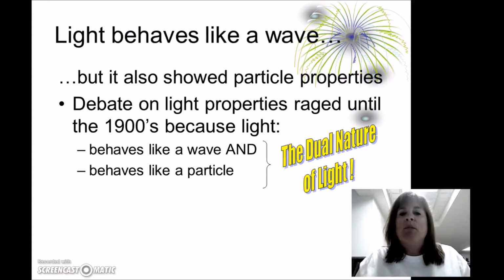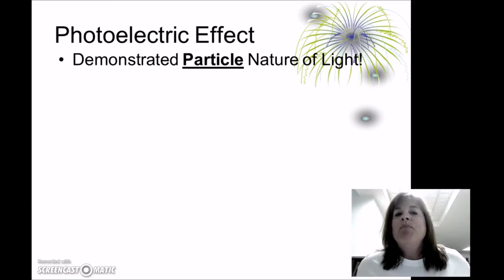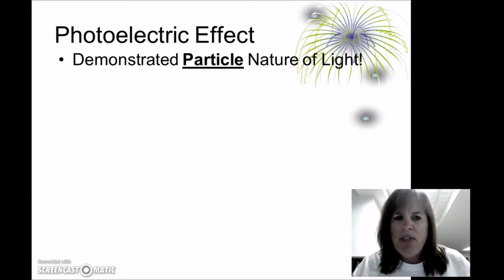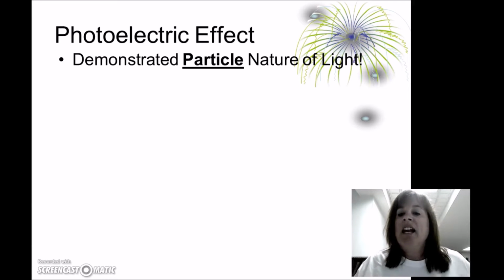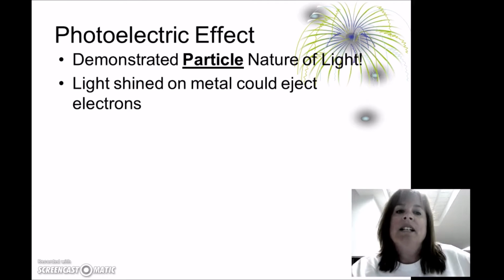Well, what experiment proved the particle effect? That's actually the photoelectric effect. So you need to know the photoelectric effect demonstrated the particle nature of light. And while Einstein wasn't the one who came up with this experiment, he's the one that was able to use it to explain that light has particle properties. Now, what is the photoelectric effect? What it is, if you shine light on a metal, you can eject electrons.